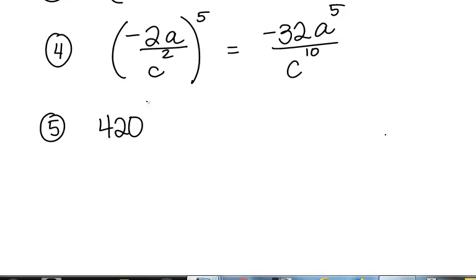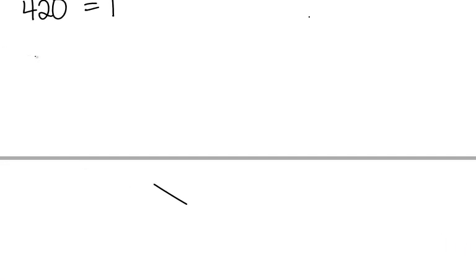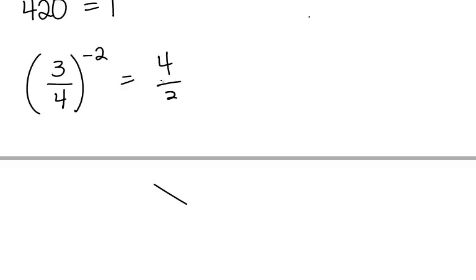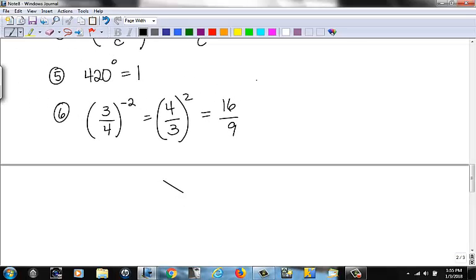420 to the 0 power. 1. 420 to the 0 power is 1. Okay, here you go, Duncan. 3/4 to the negative 2 power. Invert it and make it a positive exponent. 16/9, right?